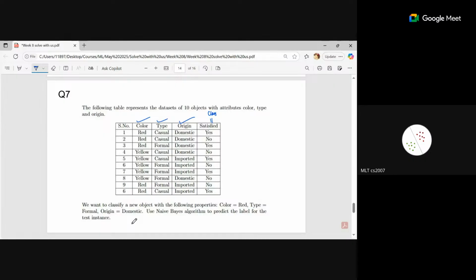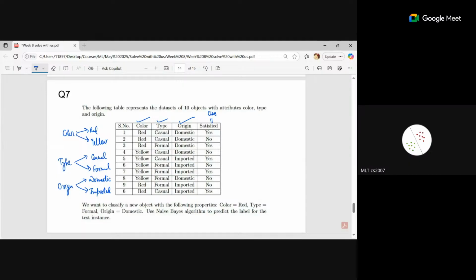So the color is either red or yellow. Type is casual or formal. Origin is domestic or imported. I think it should have been mentioned in the question also, but okay. So each of these features is binary: color either red or yellow, type either casual or formal, origin either domestic or imported.